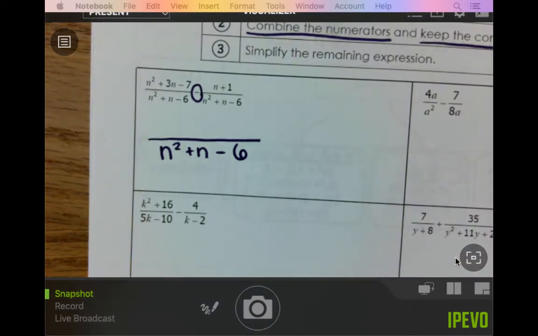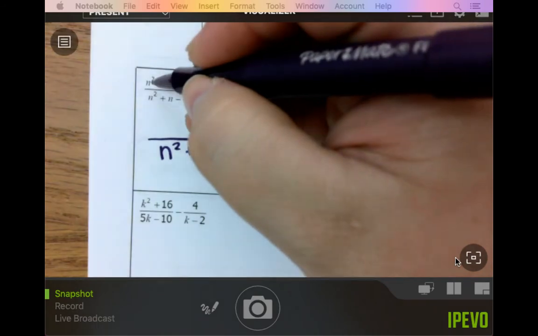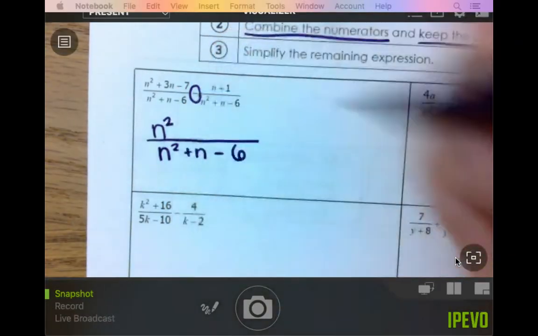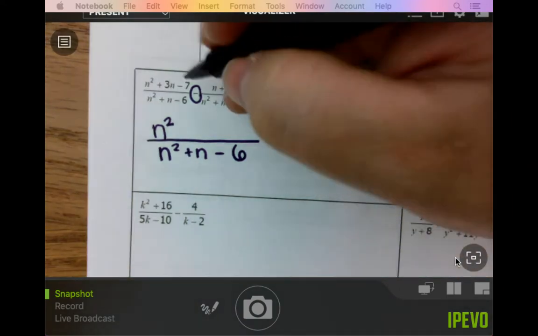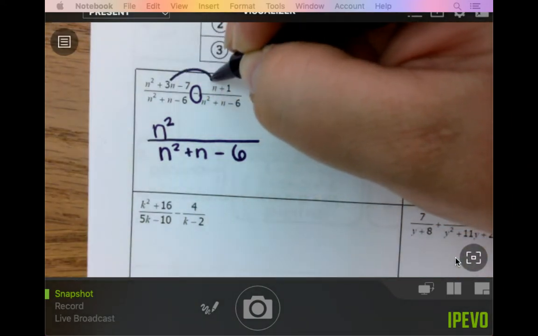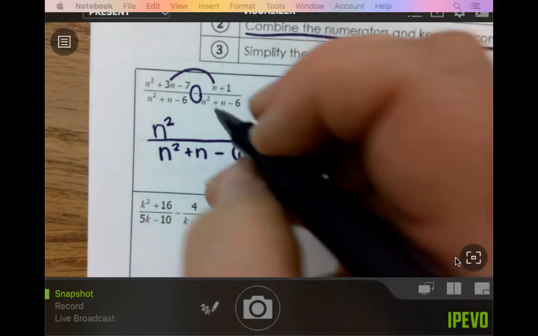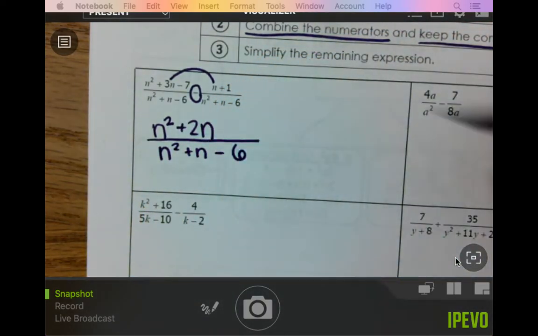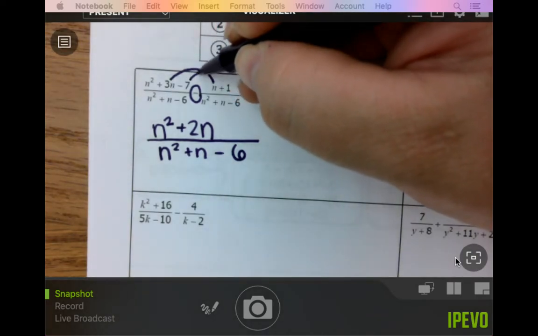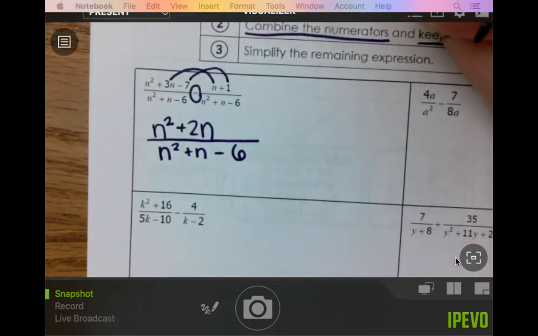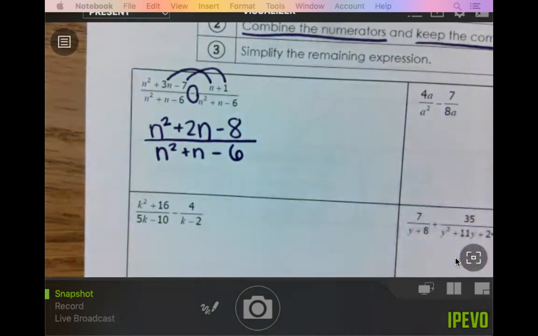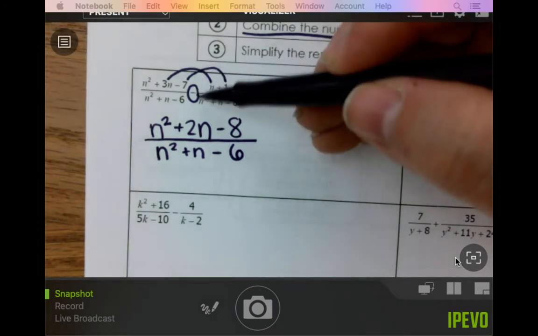Common or like terms. So n squared, there's no other n squared over here, so it just stays. But then I can do 3n minus n, which is 2n. And -7 minus 1. That one's a little tricky. It's actually -8 because you're subtracting 1, not adding 1. You're subtracting for the whole problem since that's what's here in the middle.